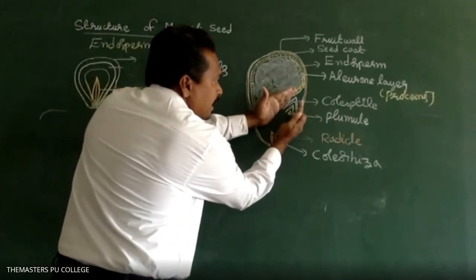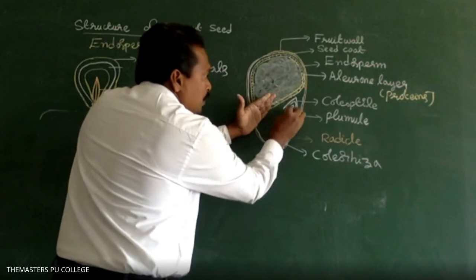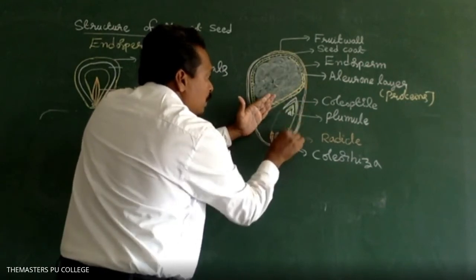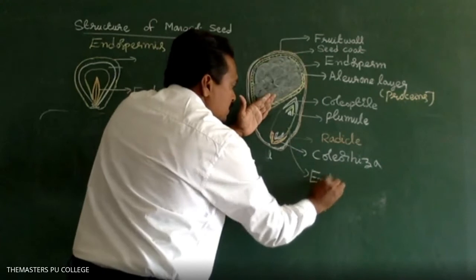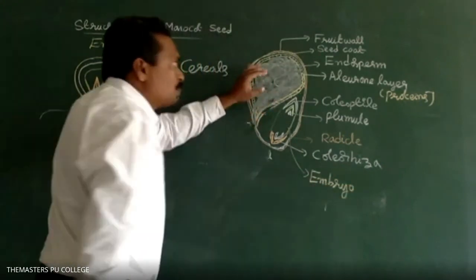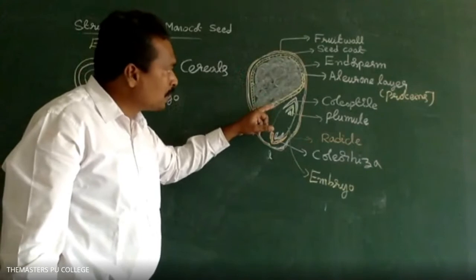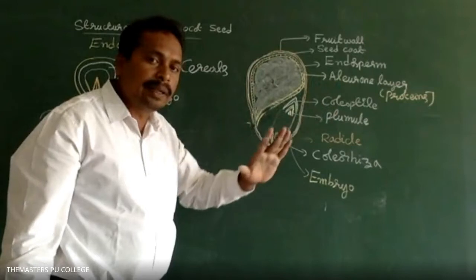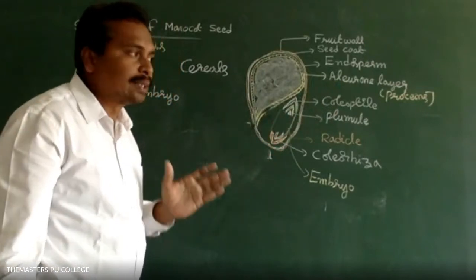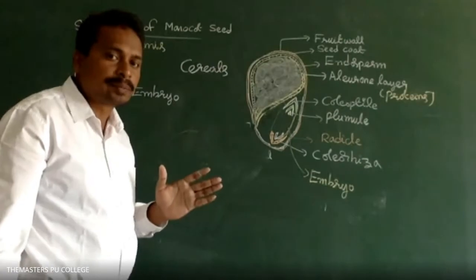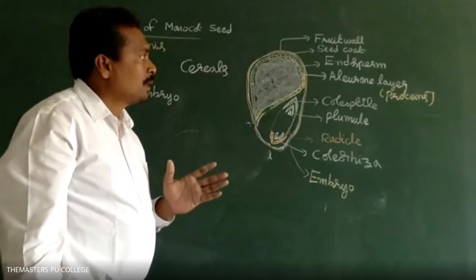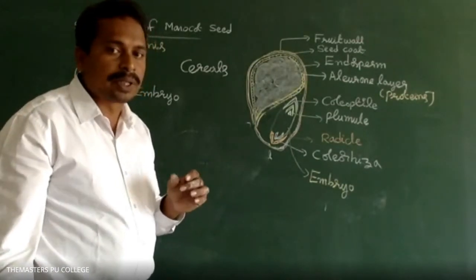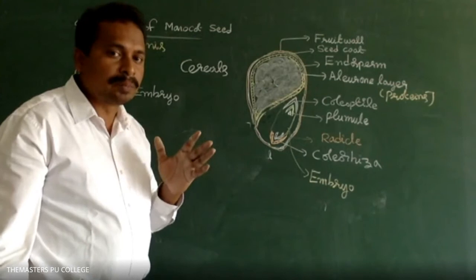So this is the diagrammatic representation, and this is the structure of the embryo. The outermost layer of the endosperm separates the embryo, and that layer is called the aleurone layer. The aleurone layer is made of proteins. So what is the chemical composition of the aleurone layer? Proteins. Now what is the ploidy of the endosperm tissue in a plant?